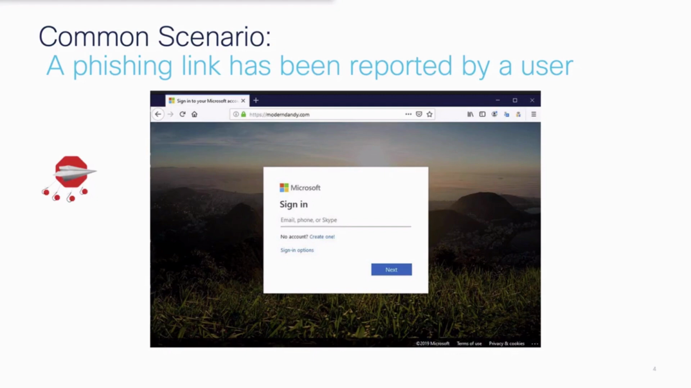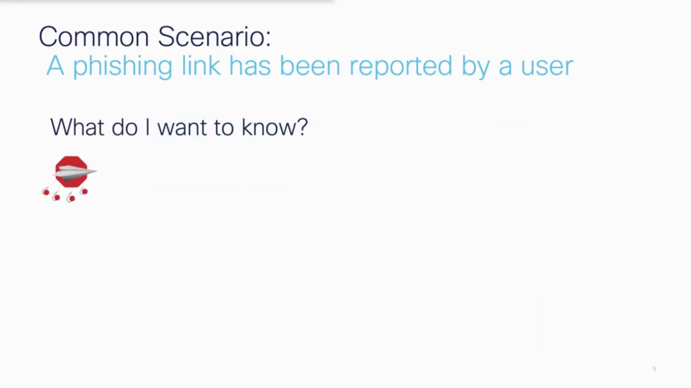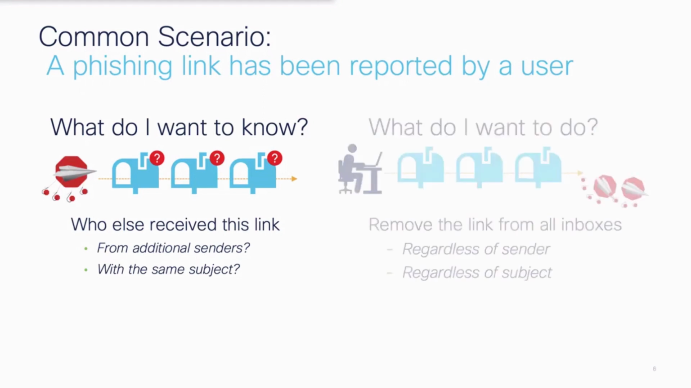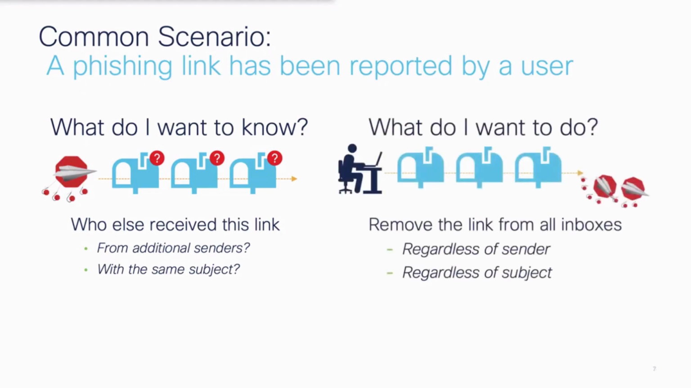What does the admin want to know? What are the next steps that the admin wants to take? Well, to start with, I would want to know who else received the phishing link. I can use the sending address or domain, but the link is really what I care about because it could be part of a larger campaign originating from different senders, for example. Once I knew what other inboxes had received the link, I would really want to remove it as quickly as possible.